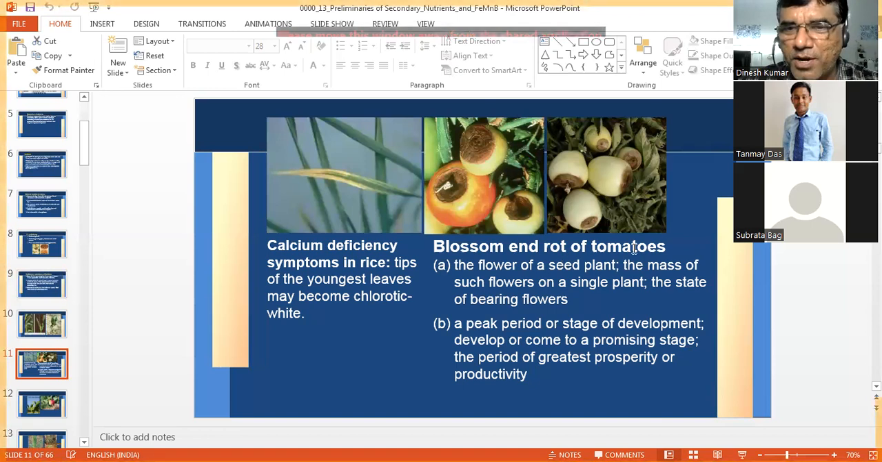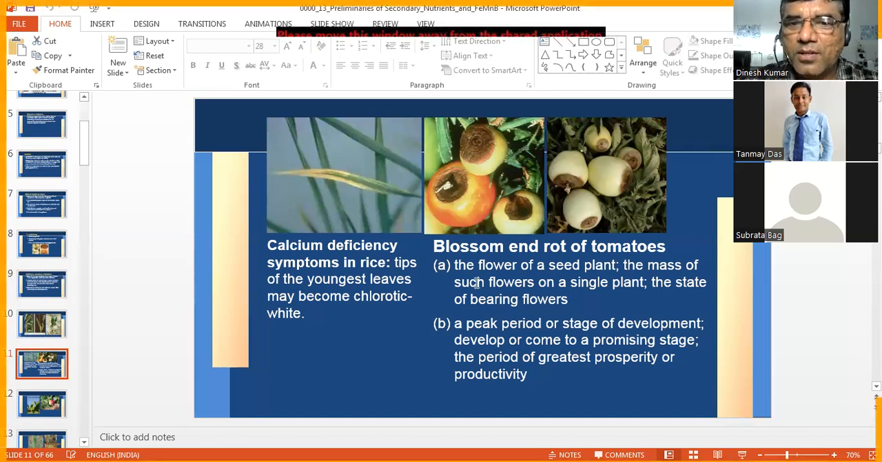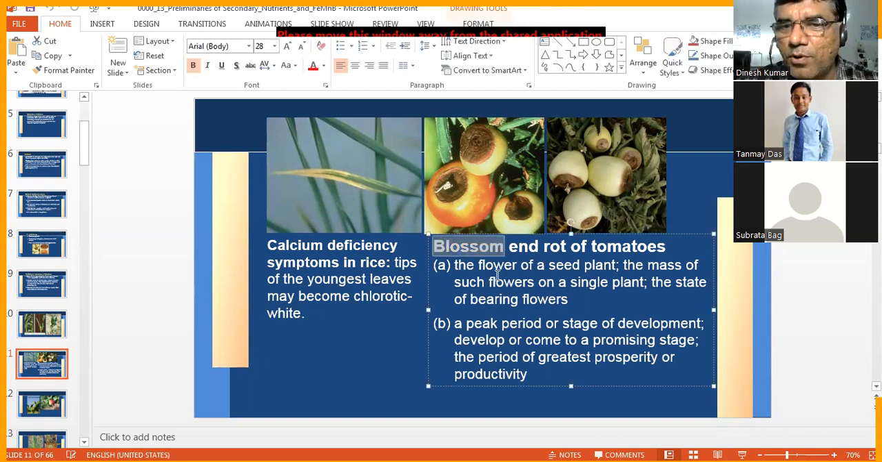Blossom end rot of tomato: you can see this portion of the tomato is decaying. Blossom means flower, the flower of a seed plant. That is the meaning of blossom. The mass of such flowers on a single plant.